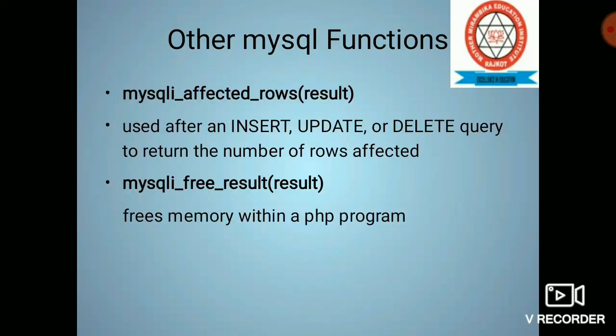Next function is mysqli_affected_rows. As the name suggests, the function is used to count the number of rows affected by the query. The query could be anything: insert, update, or delete. It will return an integer value, the number of records affected by the SQL query. Next function is mysqli_free_result, which frees the memory occupied by the resultant variable, the variable that holds the records.